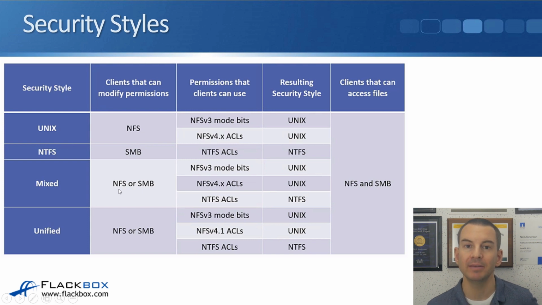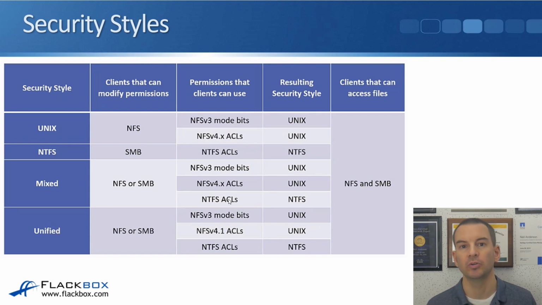If an NFS client modifies the permissions on a file, then it will have either NFS version 3 mode bits or the NFS version 4 ACLs. And if it is a Windows client that modifies the permissions on a file or a folder, it's going to have NTFS ACLs. And this can change as well. Say that a Windows client is working on a file, and then that client sets the permissions on the file. Well, at that time, it's going to have Windows NTFS permissions. If 5 minutes later, somebody working on a Linux machine opens that same file and changes the permissions, it's now going to have Unix style permissions.